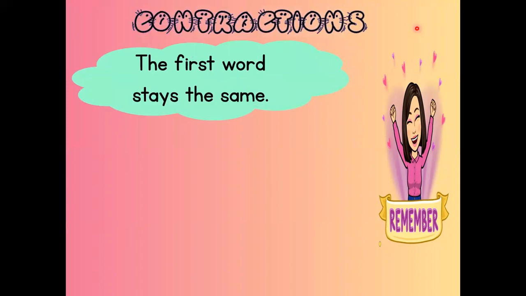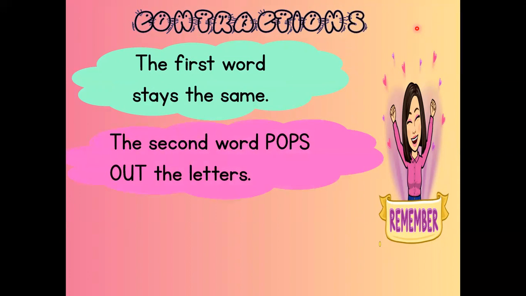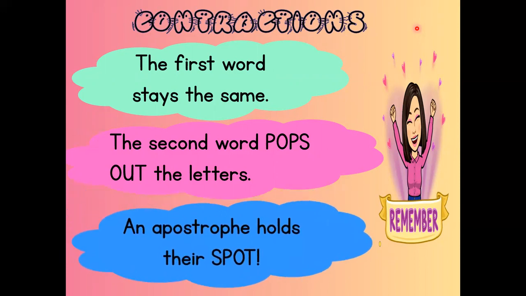Always remember, in contractions, the first word stays the same. Did you notice that? The first word stays the same. The second word pops out the letters. When you say pops out, you're going to omit some of the letters there. And then an apostrophe holds their spot. So to those letters that you omitted, you're going to transform that into an apostrophe. Don't forget these rules.